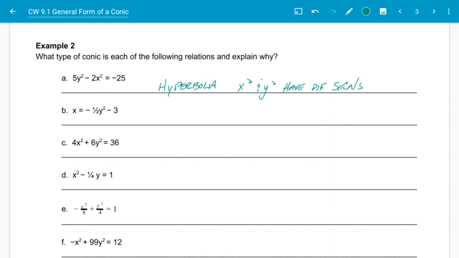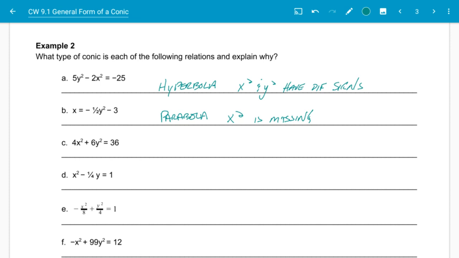B is x is equal to negative 1/2 y squared minus 3. In this one, the x squared is a missing term. So that makes it a parabola. So on this one, the x squared is missing. And it would make no difference if I had y is equal to 1/2 x squared and the y squared was missing, it would still be a parabola. A parabola is when either the x squared or the y squared is missing.